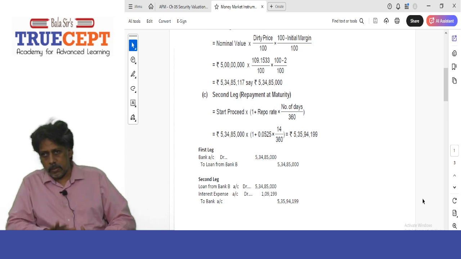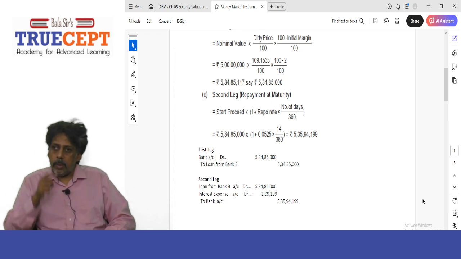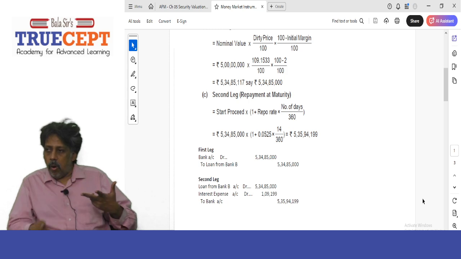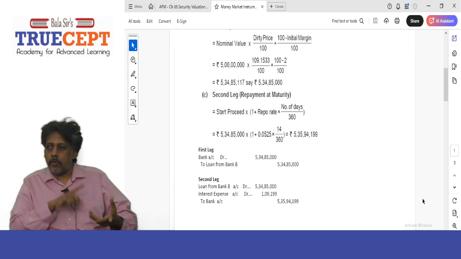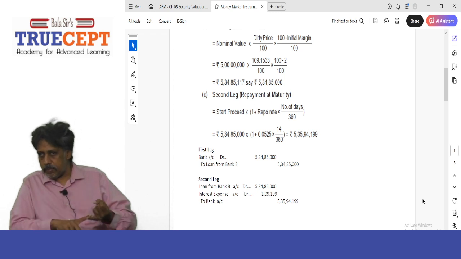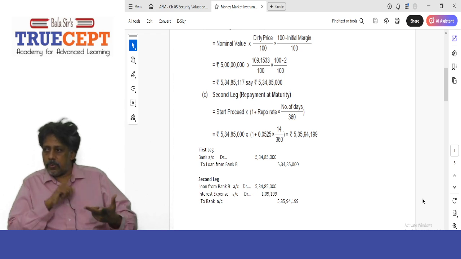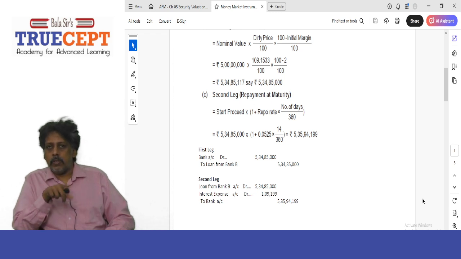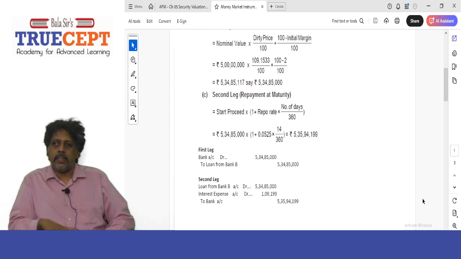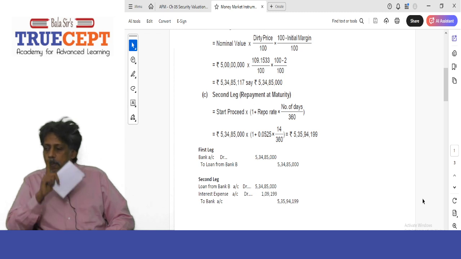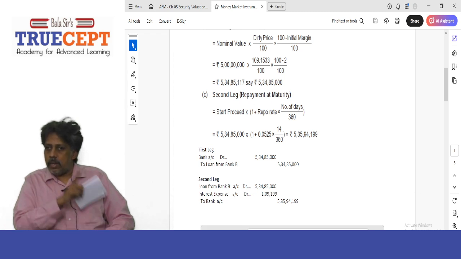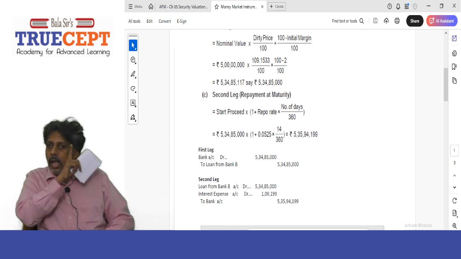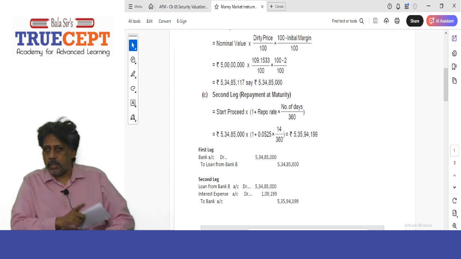Stage 2. Got it? Yes. And what is the entry when you repay the money? Just see the entry. Loan from bank B, nothing but financial liability account debit, and then interest expense account debit, to cash or bank account repaid. Cash going out will be rupees 5 crore 35 lakh 94,199. Is that clear? Yes. So guys, pause the recording and jot down the example before and also this solution.